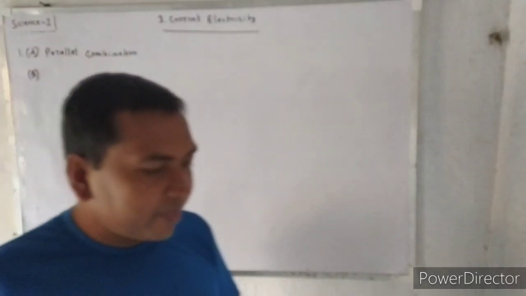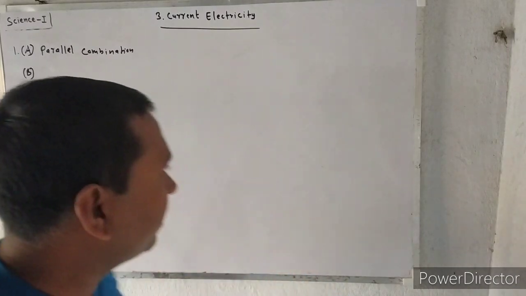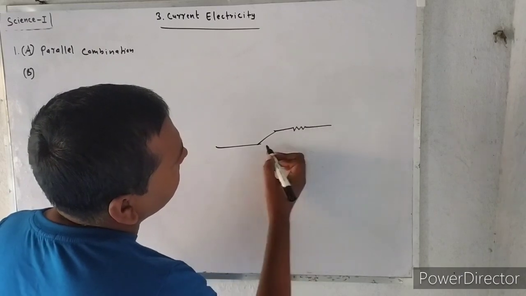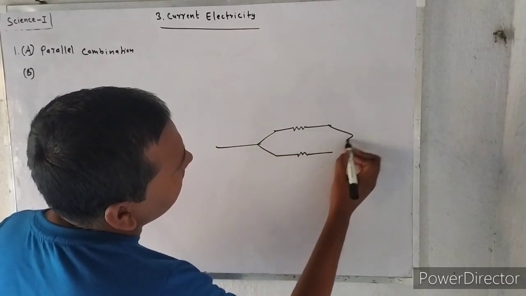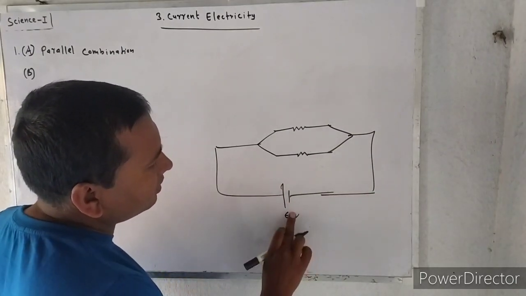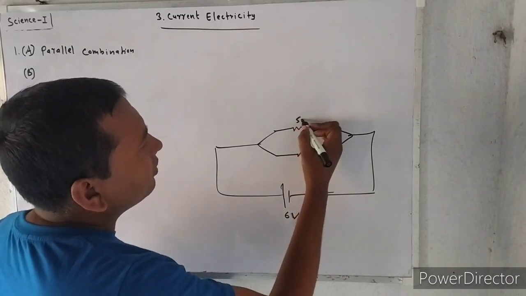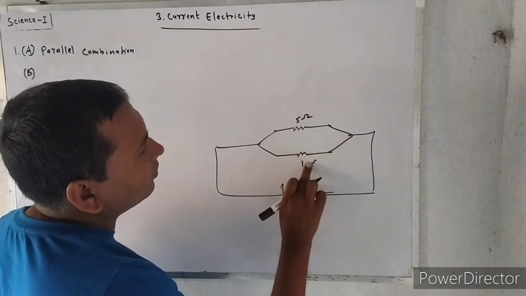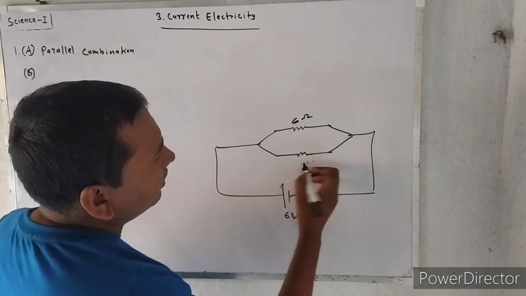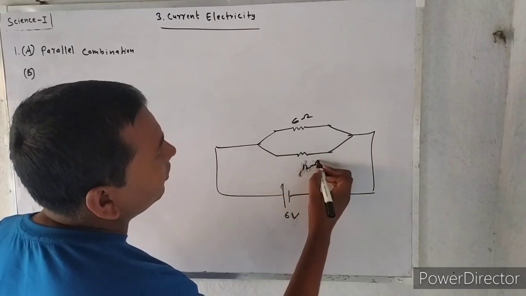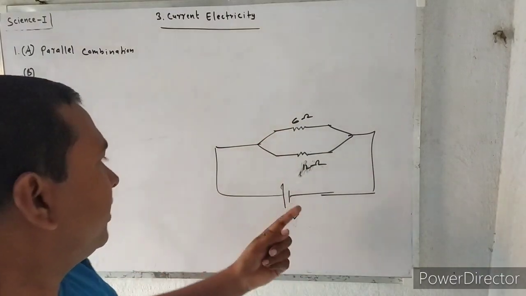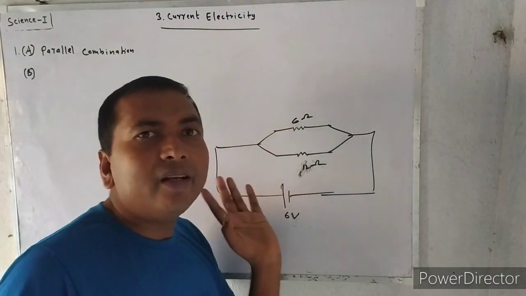B. What must be the potential difference across individual appliances? So tell me one thing. Suppose there are two resistors, right? They are connected. Say this is 6 volt, this is 6 volt. This is say 6 ohm, and this is say 12 ohm. I have taken an example: two resistors having resistance 6 ohm and 12 ohm. This is a parallel combination.